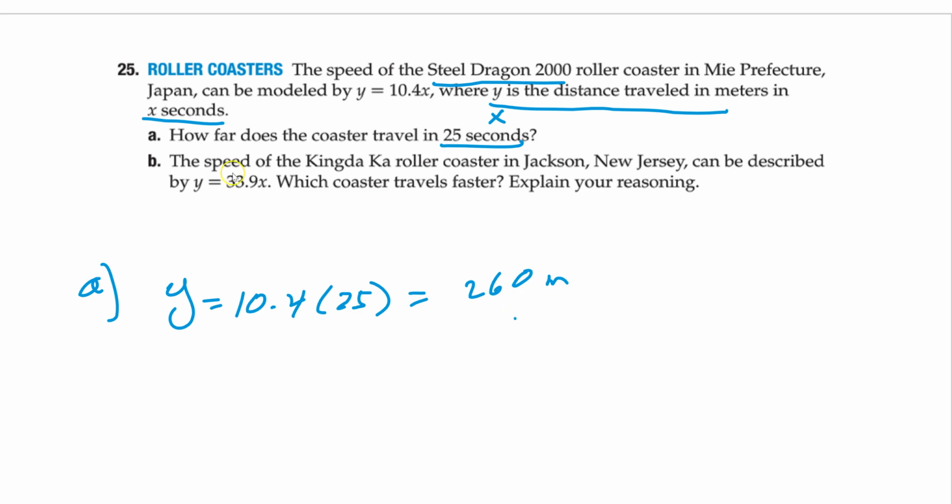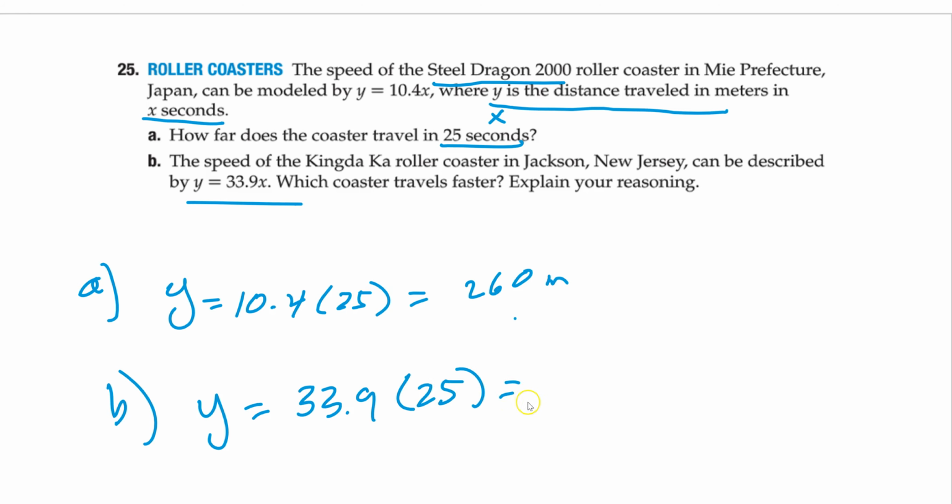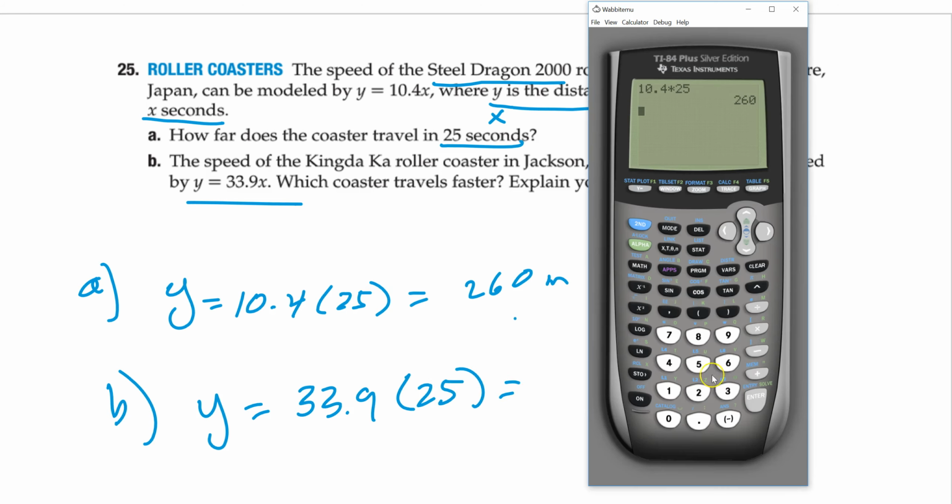Okay, let's see B. The speed of the Kingda Ka roller coaster in Jackson, New Jersey, can be described by the equation y equals 33.9x. Which coaster travels faster? Explain reasoning. So lots of ways you can do this. I think what they want you to do is this: I know how fast the Steel Dragon 2000 travels in 25 seconds. How fast does Kingda Ka travel in 25 seconds? So you do that. That's one way to do this.